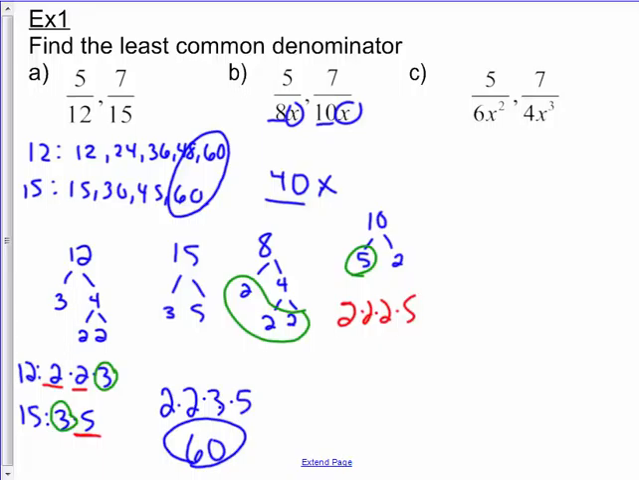Now in C, we look at the numbers 6 and 4. Probably wouldn't need to write anything down for that. That's going to give us 12 here. Now, what about the x's here? I have 2 x's here. I have 3 x's here. Again, x squared is really x times x. x cubed is x times x times x. I have to have as many as I have in all of them. So I'm going to have 3 x's in it. So the common denominator would be 12x cubed.